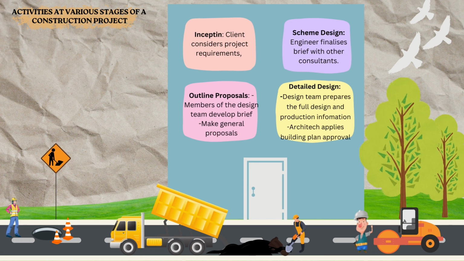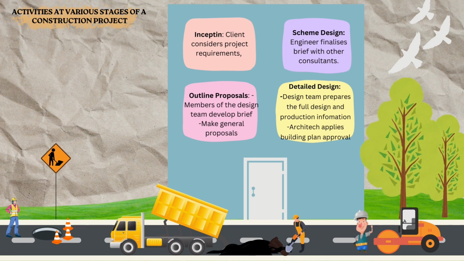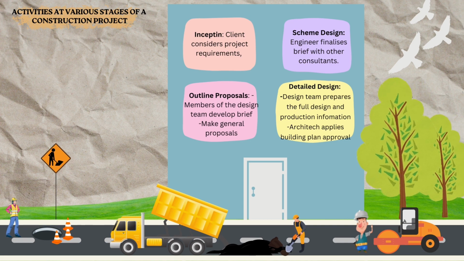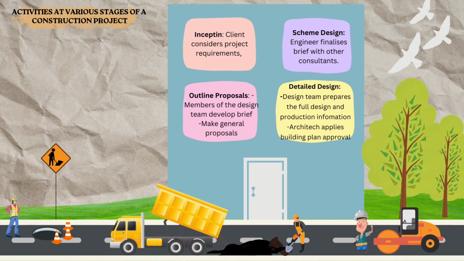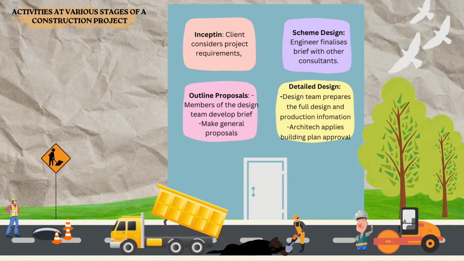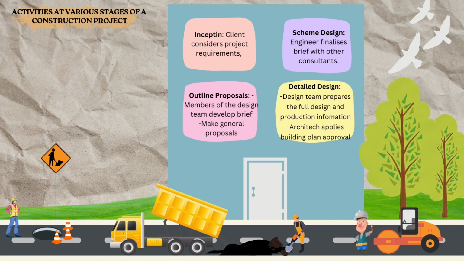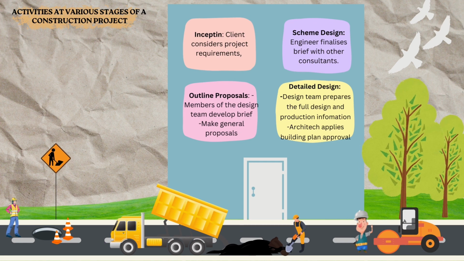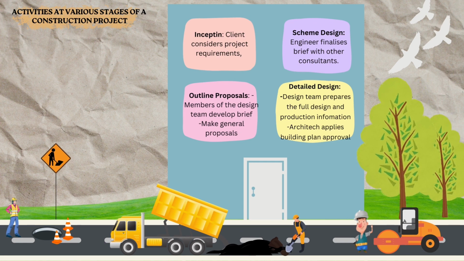3. Scheme design. Architect or engineer finalizes the brief and, with other consultants, prepares sketch designs which are submitted to the client for approval. 4. Detailed design. Design team prepares the full design of the project and all relevant production information and contract documentation. Architect applies for building plan approval.